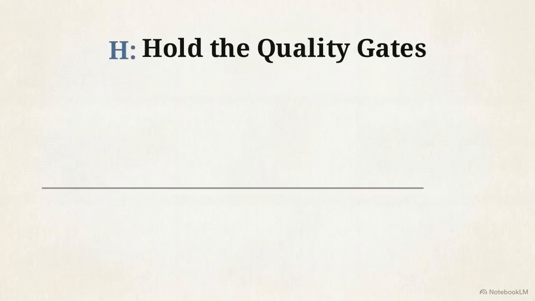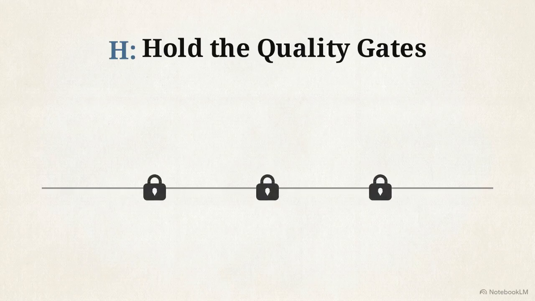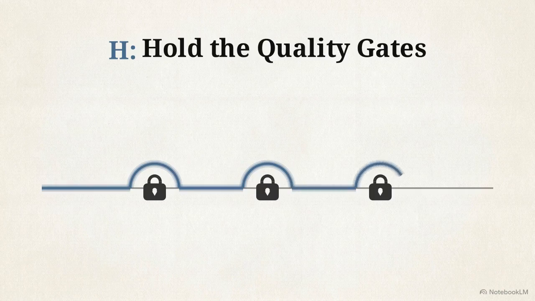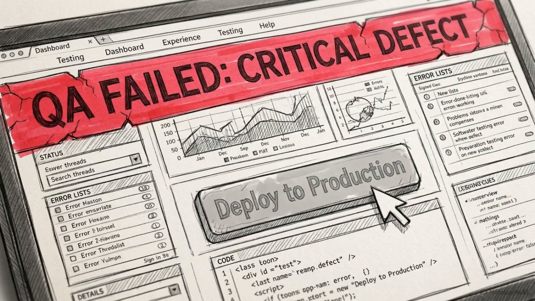The final letter, H, is for holding your quality gates. These non-negotiable checkpoints must be locked into the timeline immediately. Your acceleration techniques must route around these gates. You cannot shorten the schedule by pushing through or skipping your quality controls.